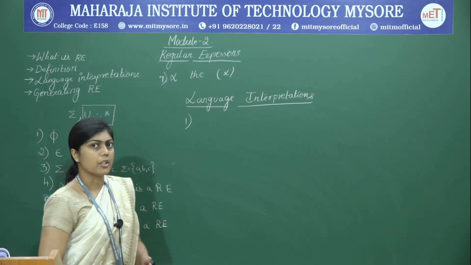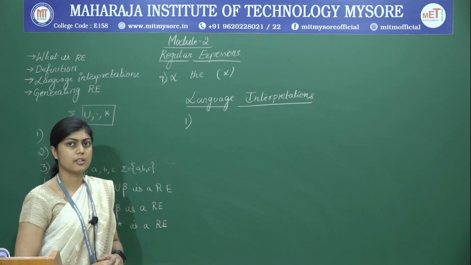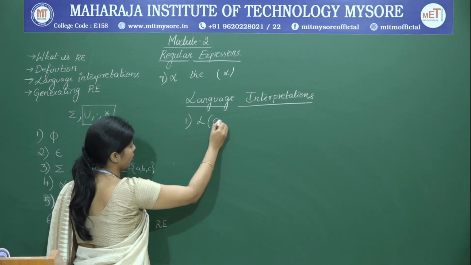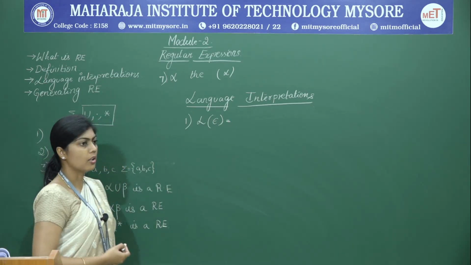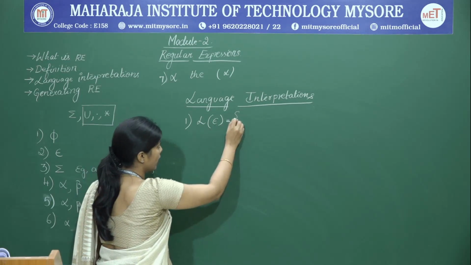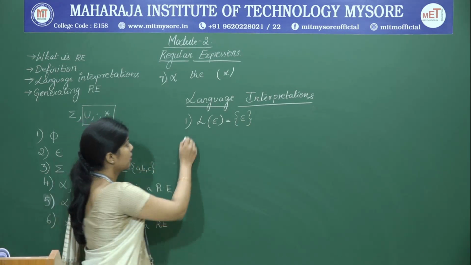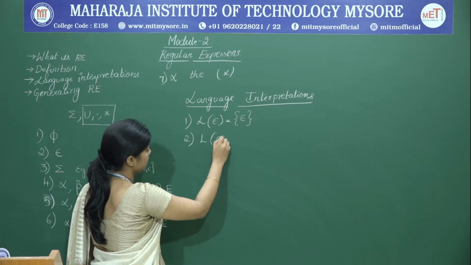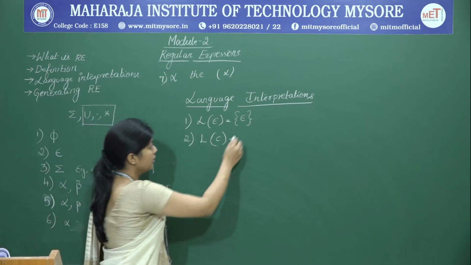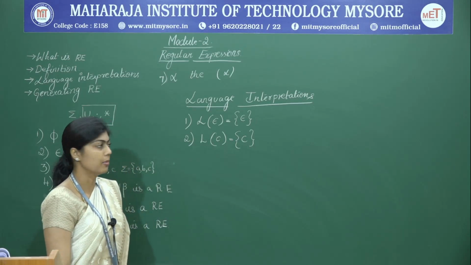When we look at language interpretation, our aim is to understand what the language will contain if it is representing any regular expression. So, suppose we have L of epsilon. How do we understand what L of epsilon is? L of epsilon contains only one symbol, so the entire language is going to contain only epsilon. Next, we have L of C, where C is any symbol picked from sigma. Then the entire language is going to contain the symbol C, and it will be the only symbol.